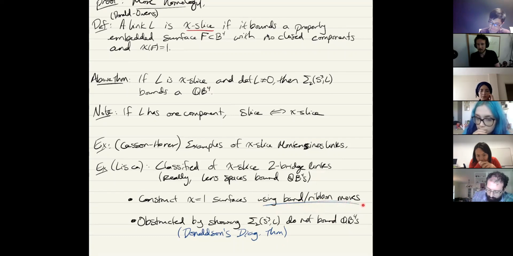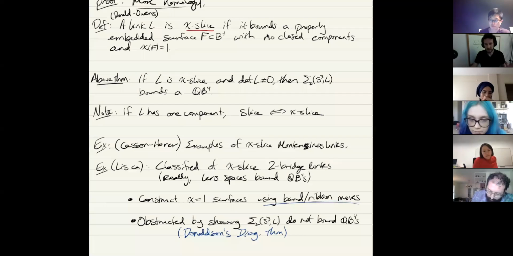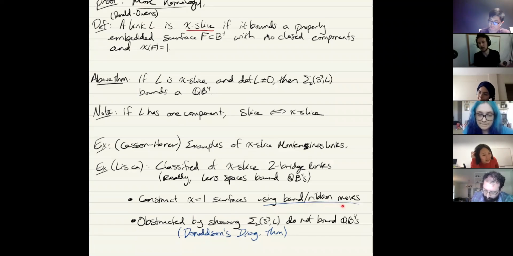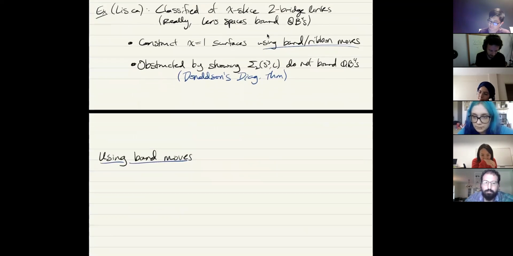But I do want to say something about band moves. And this is just in case this is something that maybe all of you already know about and know how to do these moves. But if you've never thought about it before, I want to make sure it makes sense to you.